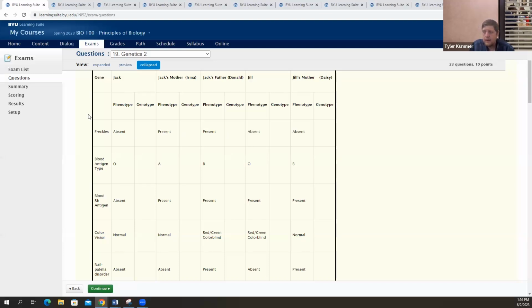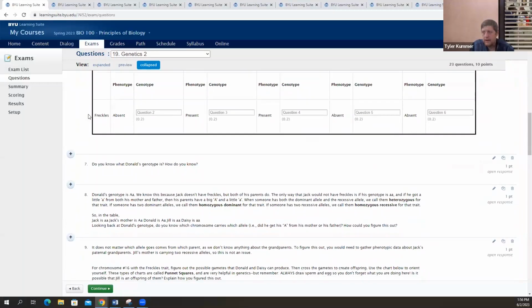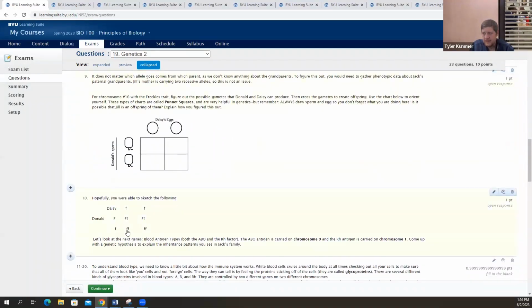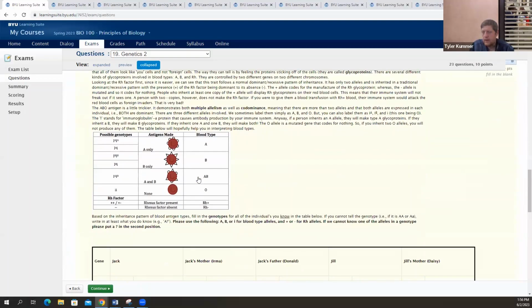Blood type is an unusual pattern of inheritance, and this is showing us that cross that we would have done. That's the only way Donald and Daisy could work. Blood type is a different pattern of inheritance. There are two things about blood type that are different. First, it doesn't just have dominant and recessive like we've been talking about the last few weeks. Instead, it has an A allele, a B allele, and an O allele.